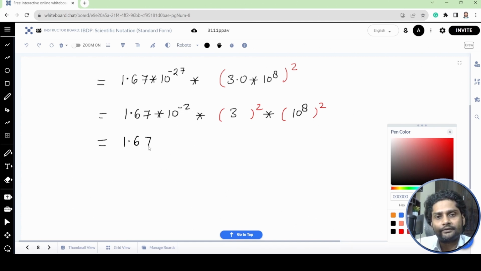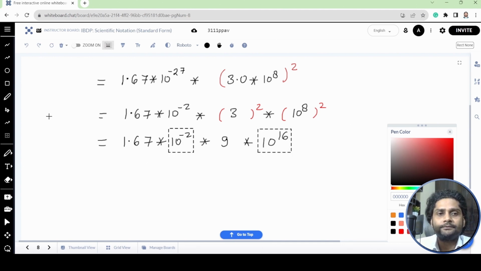We got 1.67 times 10 raised to the power of negative 27. Here we have 9. And over here, as you know, the powers get multiplied when they are applied back to back. So that's going to be 10 raised to the power of 16. Now, students, you know what to do. You have to keep the exponential terms together and the non-exponential terms together to multiply. That's simple. 1.67 times 9, and again we can have 10 to the negative 27 times 10 raised to the power of 16. We can simplify that.